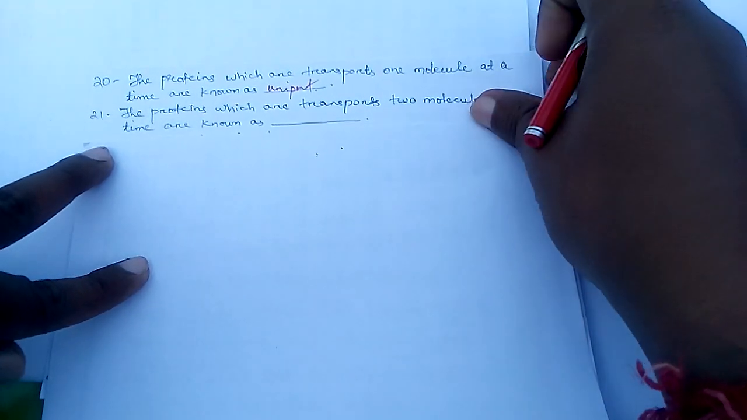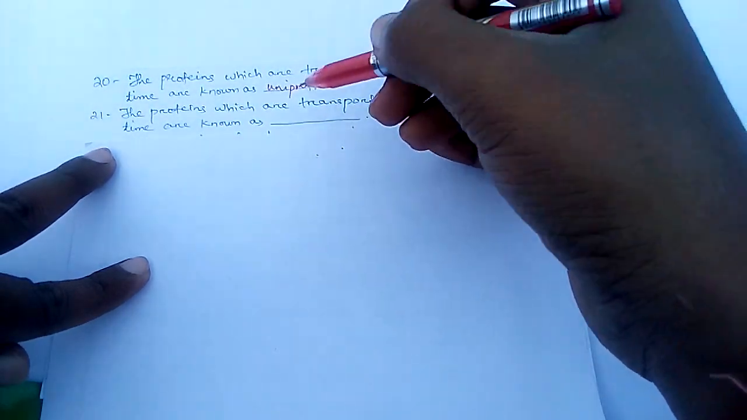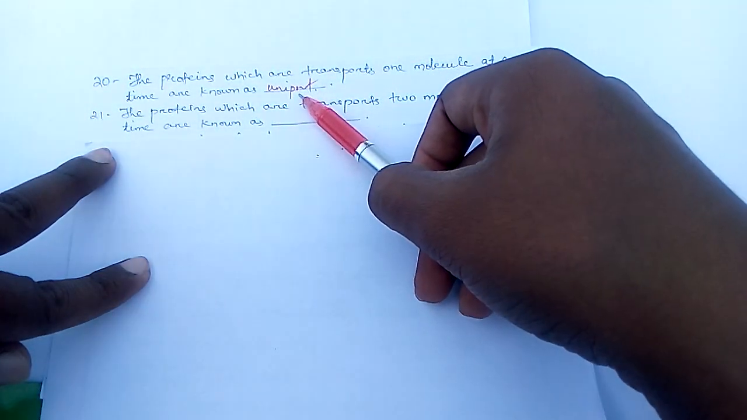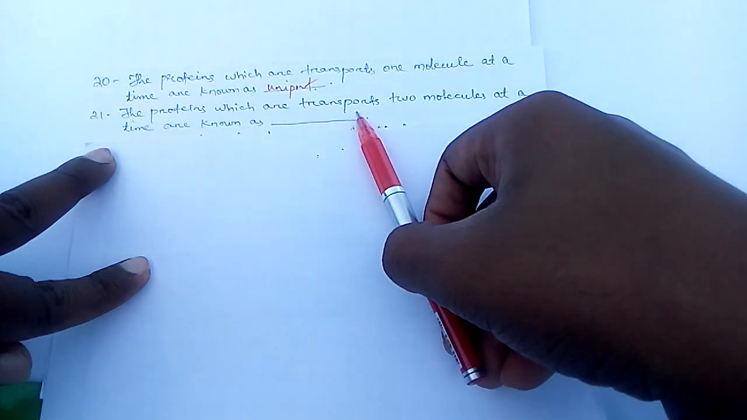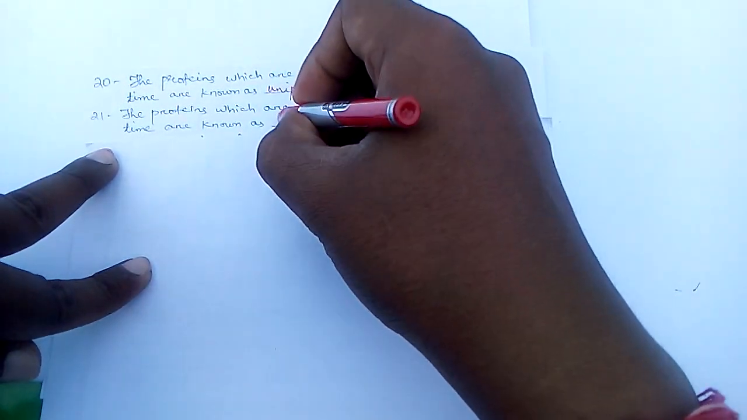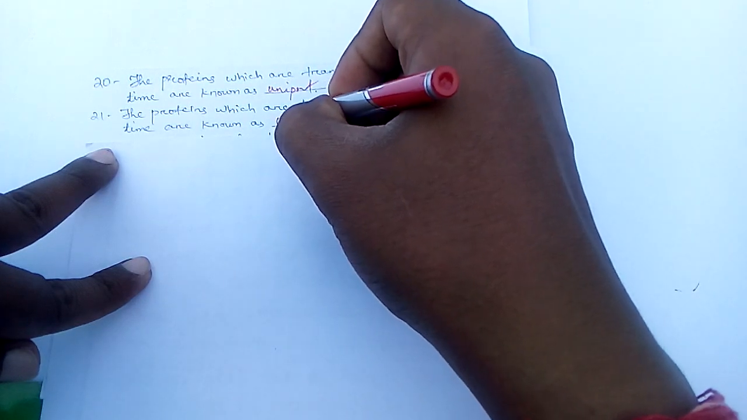Then question number 21. The proteins which transport two molecules at a time. The protein which transports one molecule at a time is known as uniport, and the proteins which transport two molecules at a time are known as the second protein I discussed previously, that is called coport, coports.